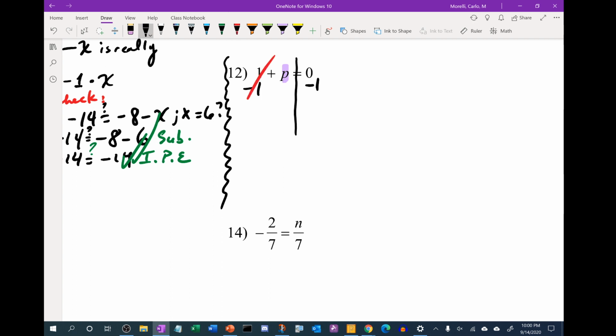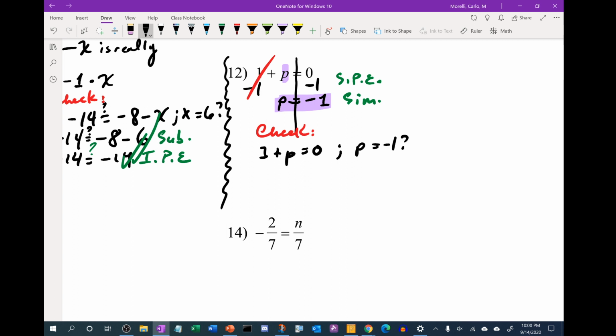These cancel out, and I get the p all by itself in one step. 0 minus 1 is negative 1. And so I got p equal to negative 1. But how do I know that that's true? Let's check it. First, we should justify. This is the subtraction property of equality, and this is simplification. Let's check it. Is it true that 1 plus p equals 0 if p equals negative 1? Let me rewrite this a little bit better. I'm getting kind of sloppy here with the writing. Here's my check.